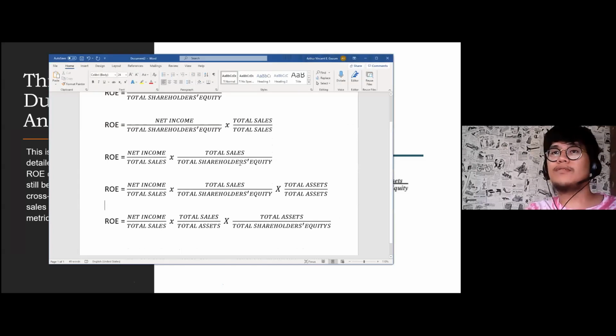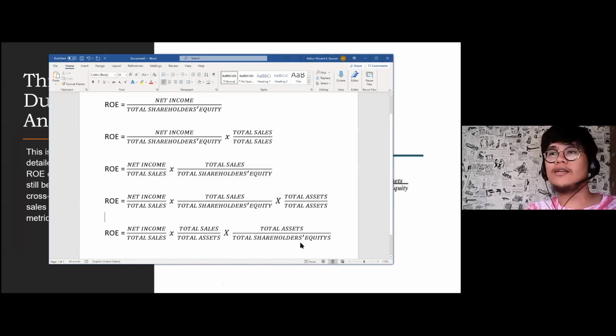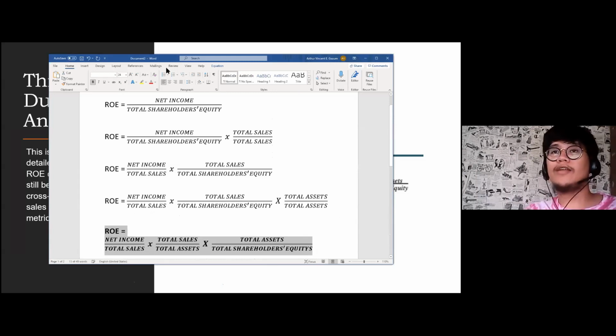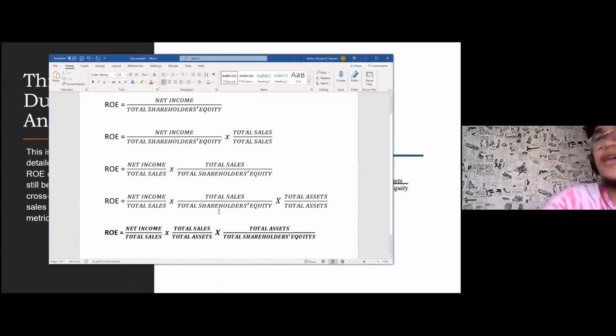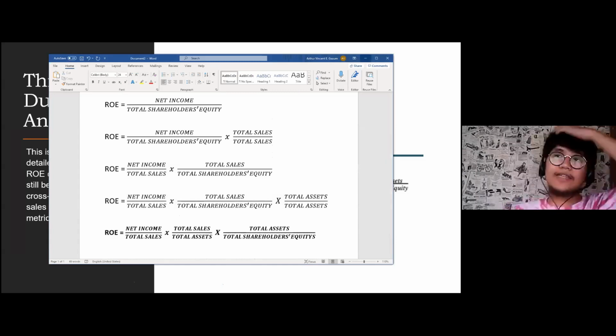So, dyan na buo, no? Dyan na buo si ROE. Ayan yung nangyari kung paano nabuo si three-way Dupont analysis.